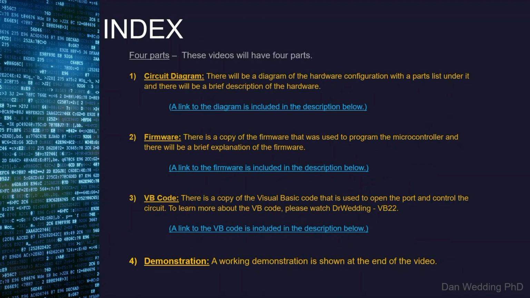These videos will have 4 parts. There will be a diagram of the hardware configuration with a parts list under it, and there will be a brief description of the hardware. There is a copy of the firmware that is used to program the microcontroller, and there will be a brief explanation of the firmware. There is a copy of the Visual Basic code that will be used to open the port and control the circuit. To learn more about the VB code, please watch DrWedding VB22. A working demonstration is shown at the end of the video.